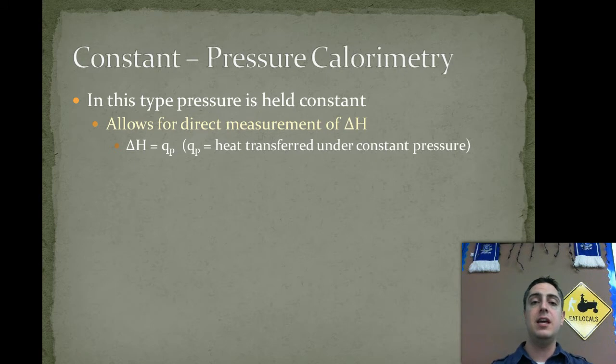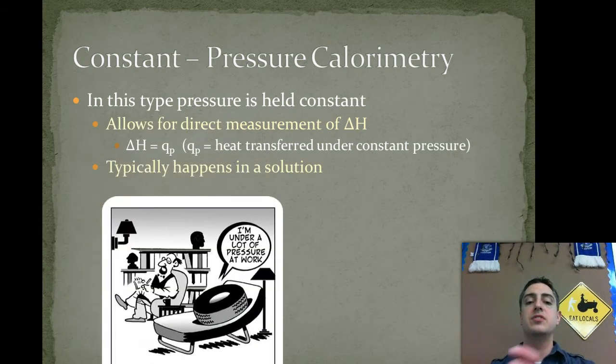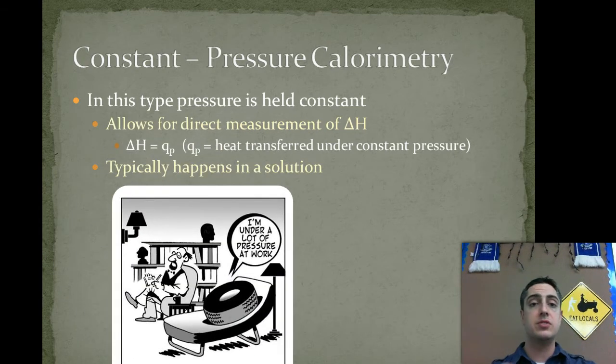So since it's a direct relationship, delta H, or the change in enthalpy, is equal to Q, and they put this little sub P, which just means heat transferred under constant pressure. So it's that Q we had in Q equals mc delta T. So the change in enthalpy, the delta H, is equal to the Q that you can calculate using mc delta T. Typically we do this within a solution, just because solutions are great at transferring heat back and forth. And the most common one is water.